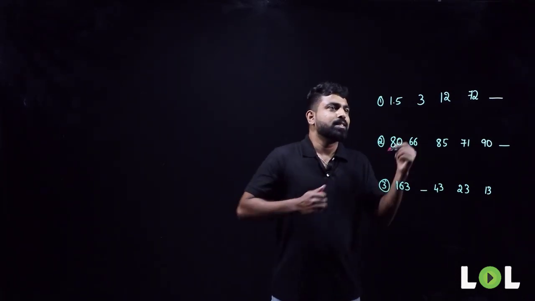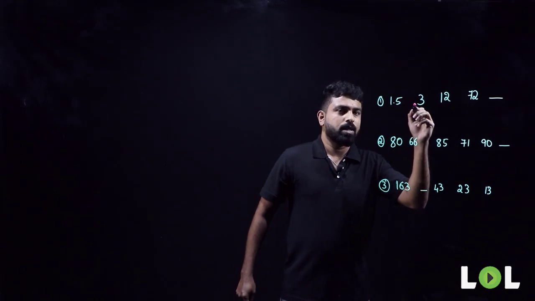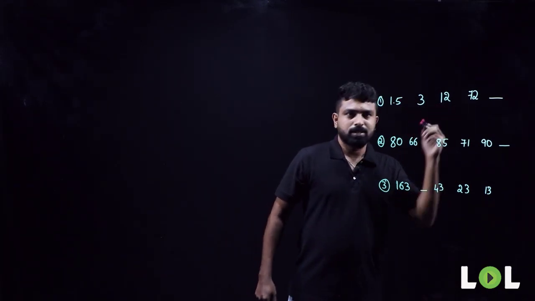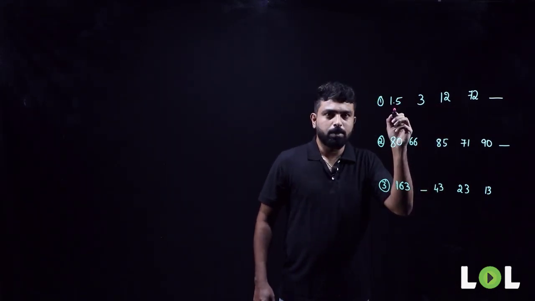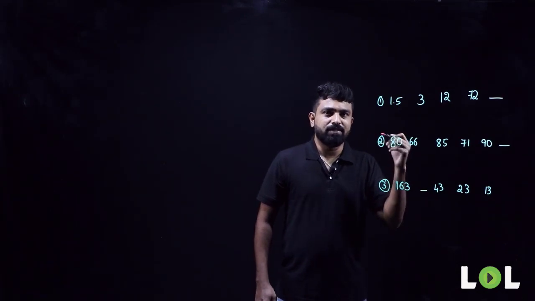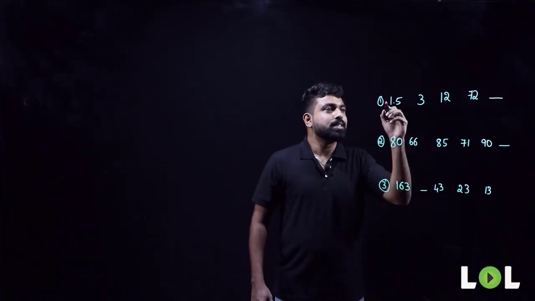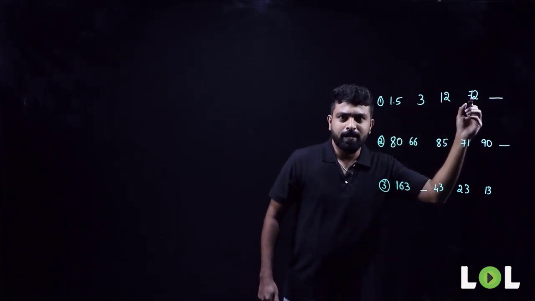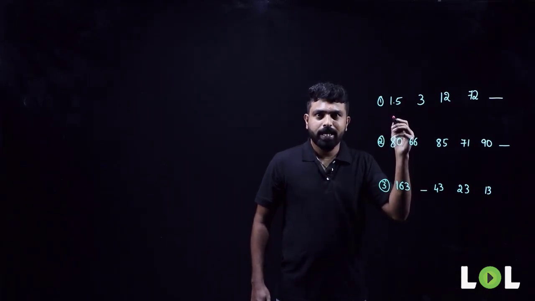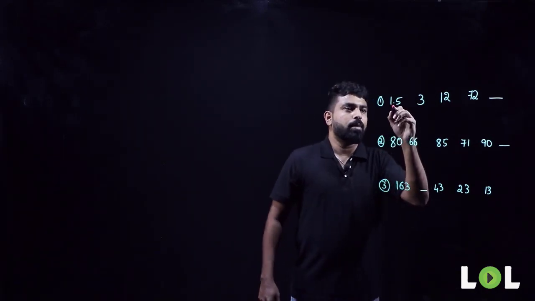So the series goes like this. It's 1.5, 3, 12 and 72. Whenever you see a decimal point, what we have to check for is division or multiplication. Since the terms are increasing one after the other, it should be multiplication which should be involved here. Hence, let us check for multiplying.